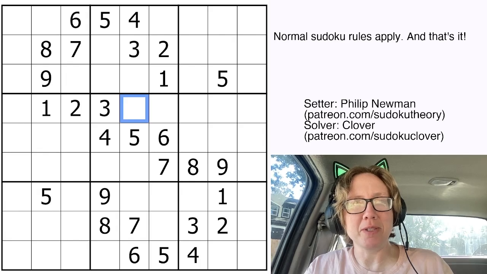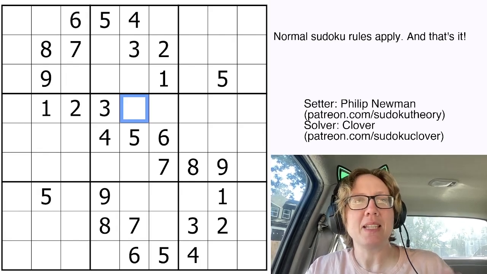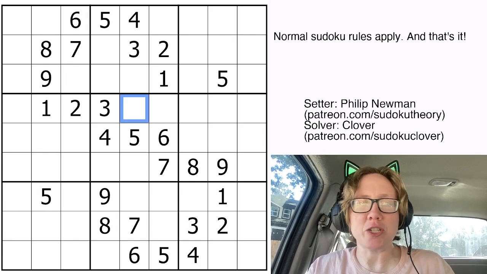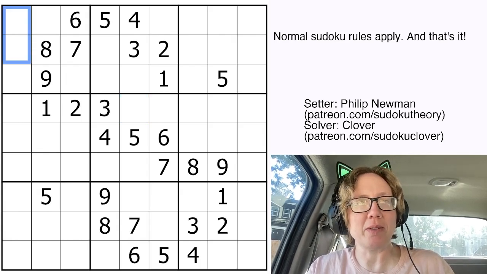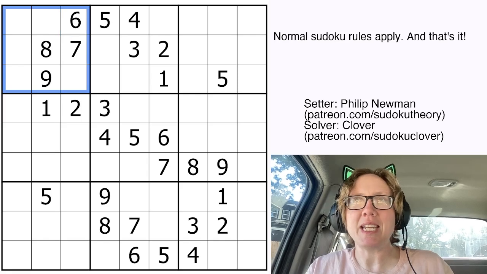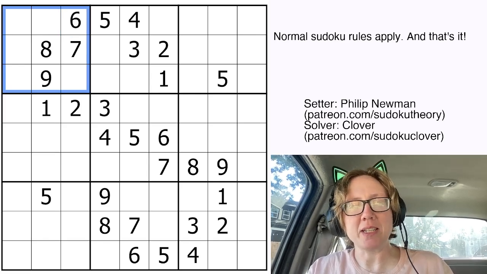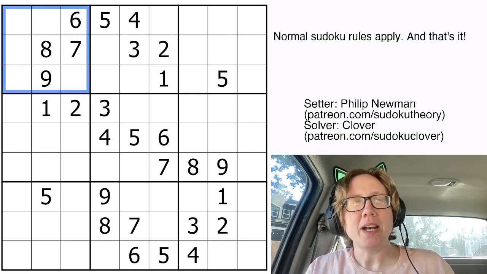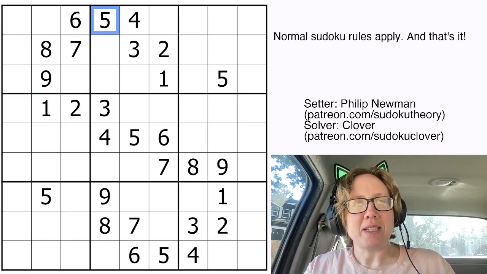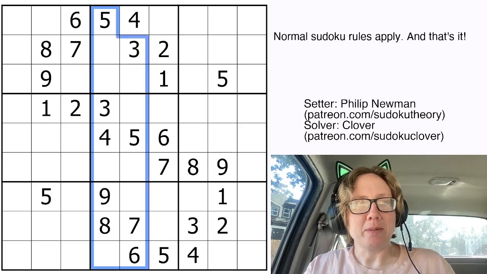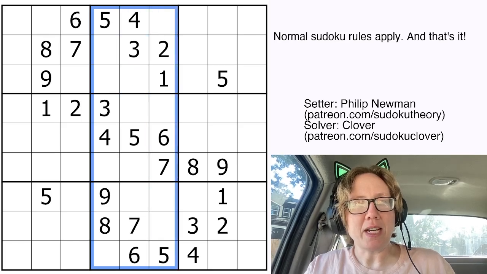So we have normal Sudoku rules and nothing else. That means the digits in each row, each column, and each outlined 3x3 region contain the digits 1 through 9 exactly one time each. So I'm going to start with the three middle regions here in a vertical stack.